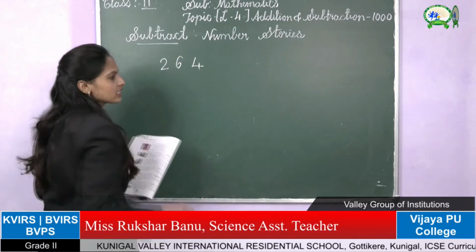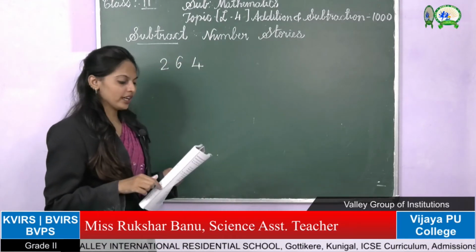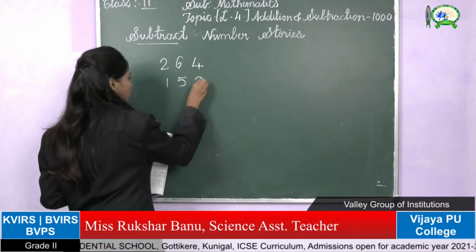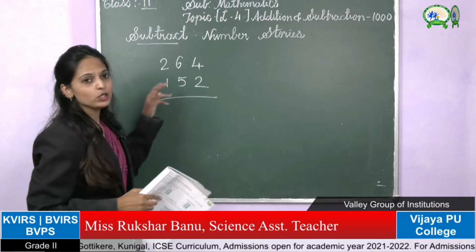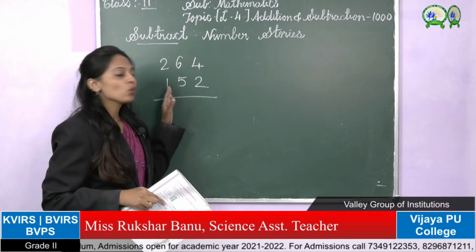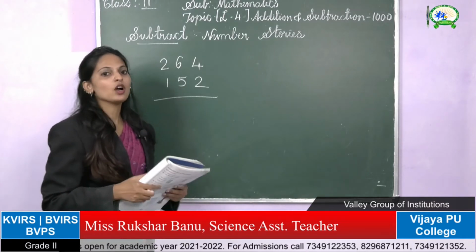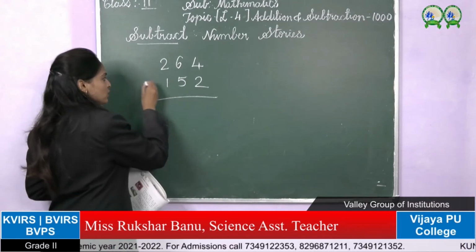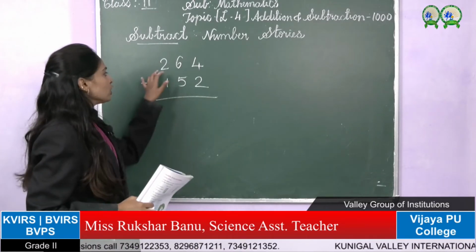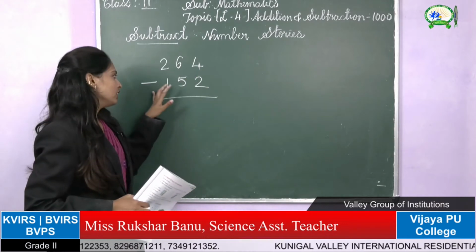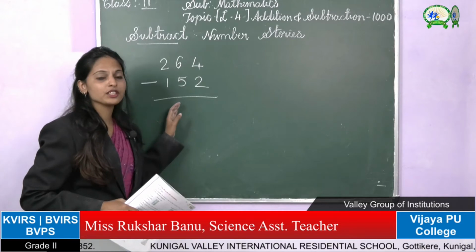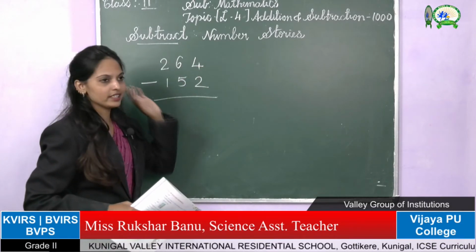264 kilometer he was traveling. Okay, he already covered 152. Okay children, Raju is traveling 264 kilometer. Okay, in this he already covered 152. Okay, let's see still how many kilometers he has to travel. So what we have to do? We have to cancel 264 kilometer minus 152 kilometers. Okay, so in this we have to cancel 152 kilometers from 264.